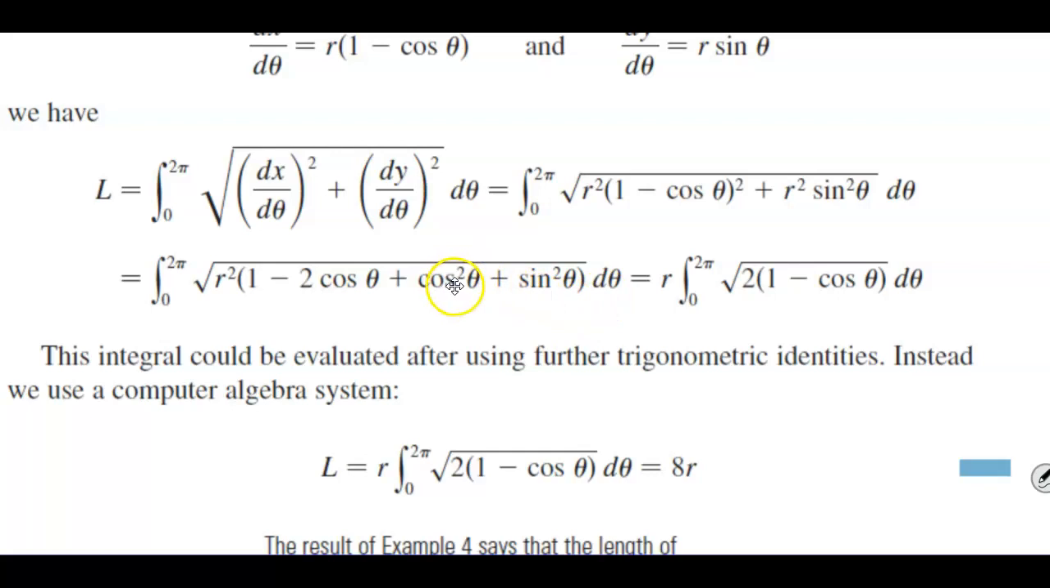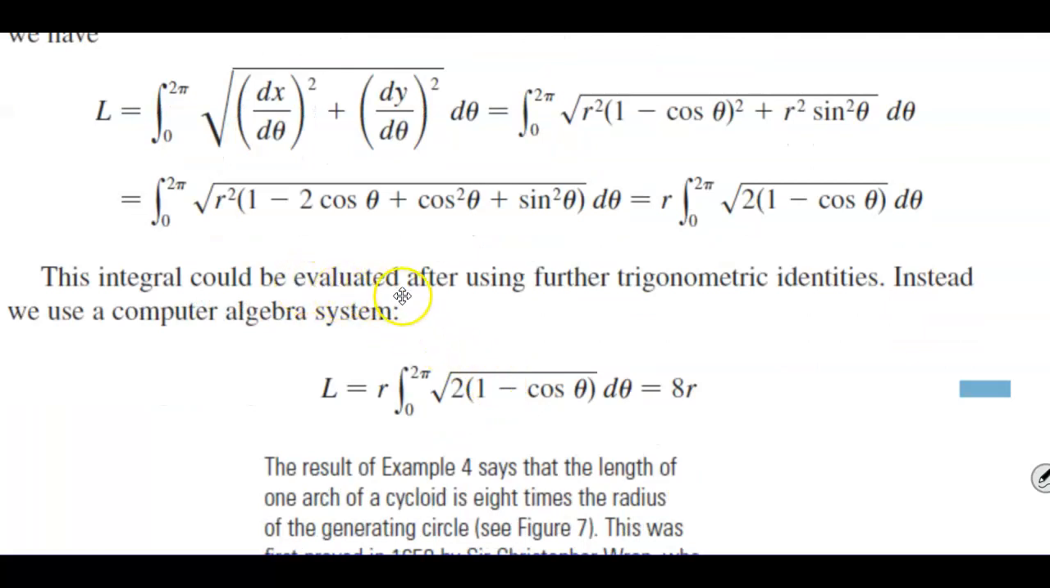So we know that cosine squared theta plus sine squared theta is 1. So that becomes 1 plus 1, which is 2, minus 2 cosine of theta. And so we can factor out the 2, and we can also factor out the square root of r squared, which is r, and apply that as a constant outside the integral. So we would get the square root of 2 times (1 minus the cosine of theta), d theta. And this integral could be evaluated after using further trigonometric identities.